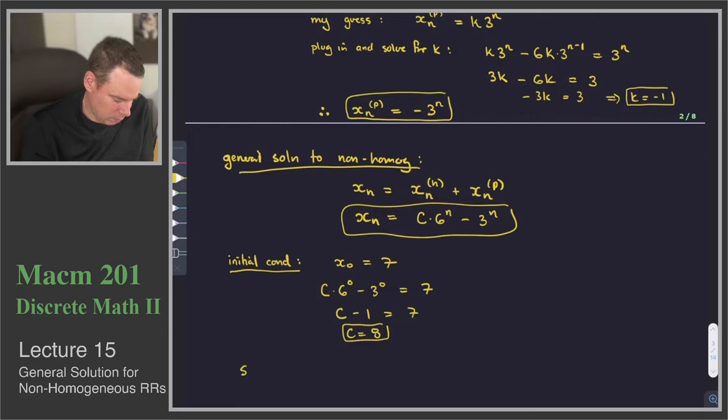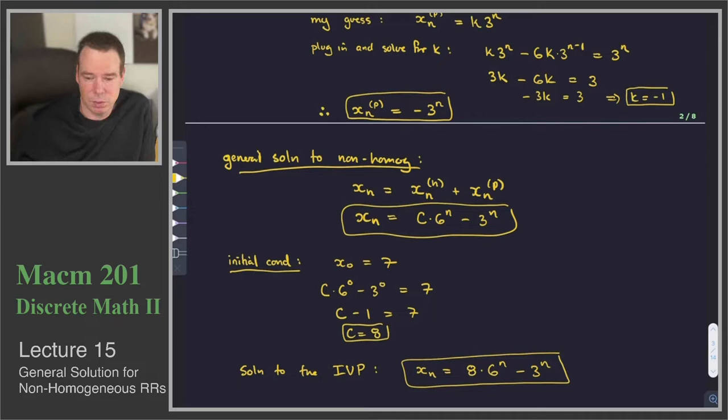the solution to the, sometimes denoted as IVP, initial value problem, so the recurrence relation with the initial value. So the solution to the initial value problem is x sub n is equal to 8 times 6 to the n minus 3 to the n. And does this give us what we wanted? Well, it satisfies our recurrence relation through our calculations. Does it satisfy the initial condition? It certainly does, because if I plug in 0, I get 8 minus 1, which is 7. And so there is our solution. So put a double box around that. That's our solution.